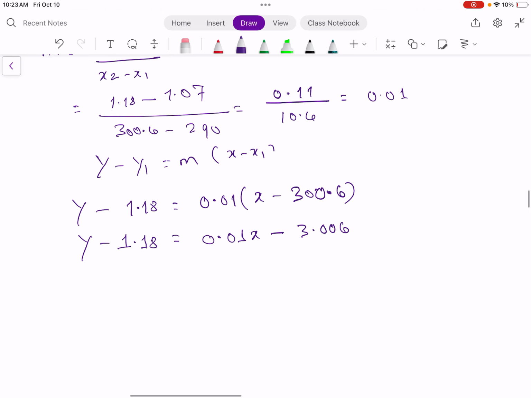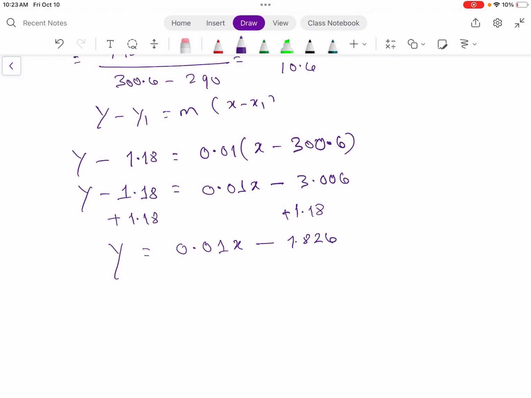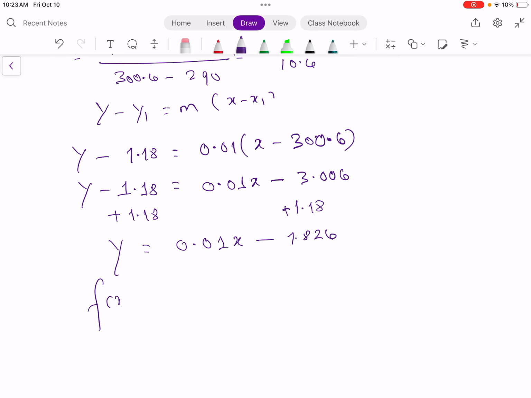So this is 3.006. Now we add 1.18 on both sides. Our y equals 0.01x, now negative 3.006 plus 1.18. Can you subtract that number from 1.18? That's negative 1.826. Thank you. So this is our linear function, or we can rewrite this as f of x.